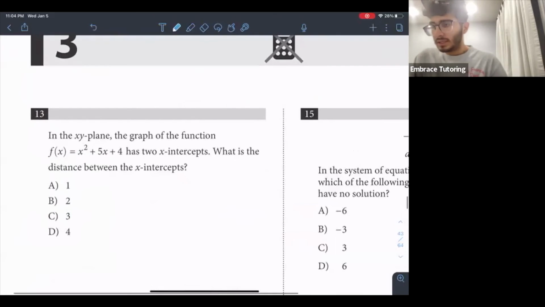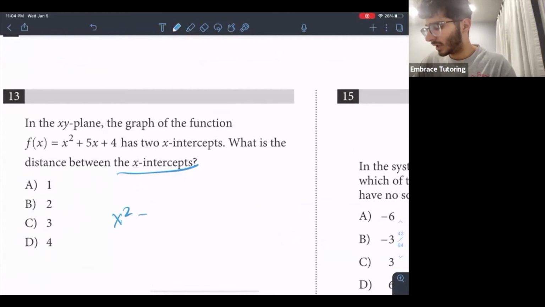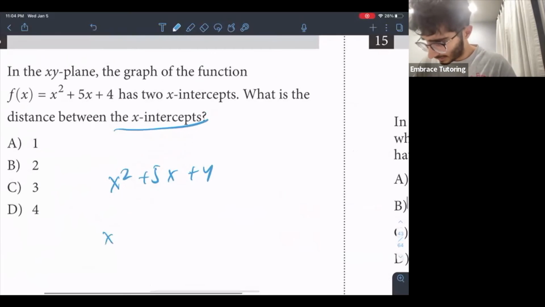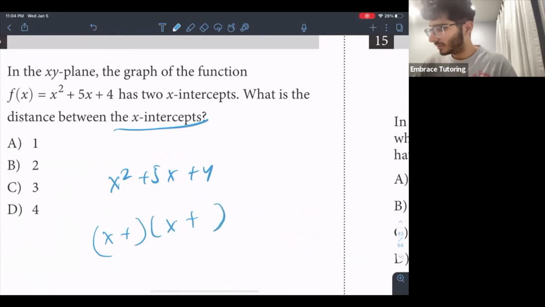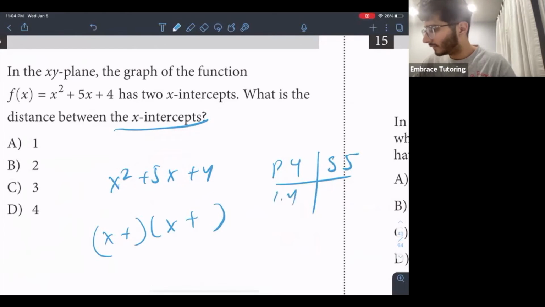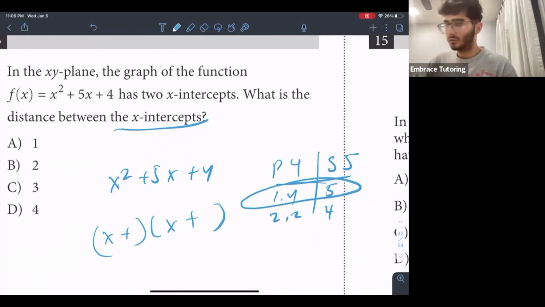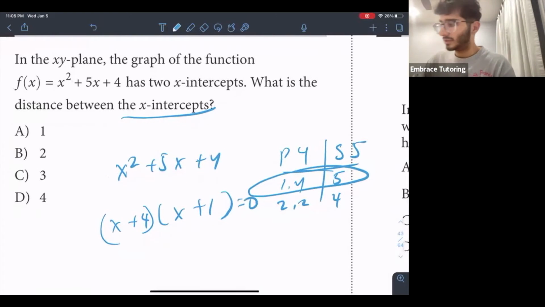Question 13. In the xy plane, the graph of the function f of x is equal to x squared plus 5x plus 4 has 2 intercepts. What is the distance between the 2 intercepts? The way I would do it is write the quadratic equation and then factor. I would get 2 numbers with a product of 4 and a sum of 5. It'd be 1 and 4, or 2 and 2, are the only 2 combinations. This gives you 5, this gives you 4. So the factors would be 4 and 1, and then you set it equal to 0 to get the 2 intercepts.